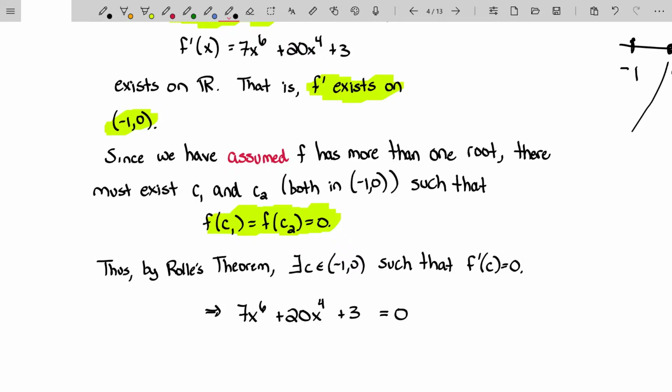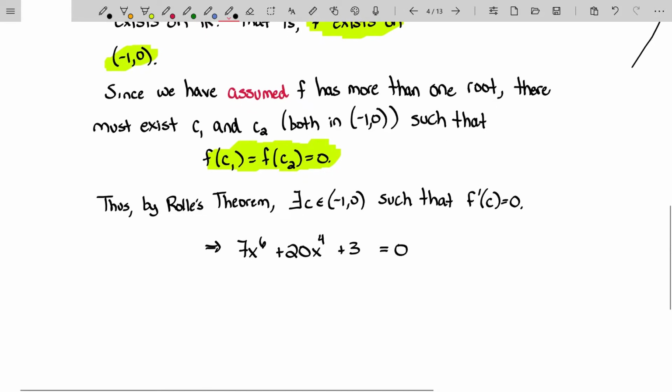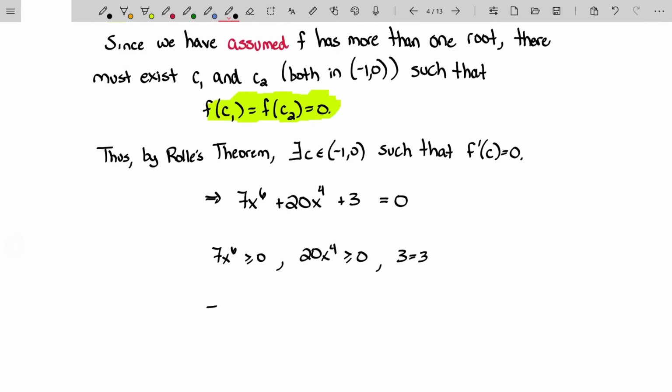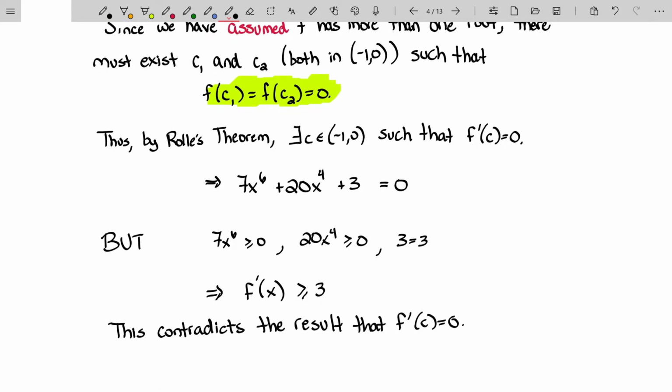And they all nod their heads. Ladies and gentlemen, if you can't do mathematics like this, then I'm sorry to tell you, you need to go back to school. Because 7x to the 6th is greater than or equal to 0. 20x to the 4th is greater than or equal to 0. And 3, well, doggone it, that is always 3. So therefore, f prime of x on that given interval, actually on any given interval, is always going to be greater than or possibly equal to 3. But this contradicts the fact that the other attorney is telling us that f prime can become 0.